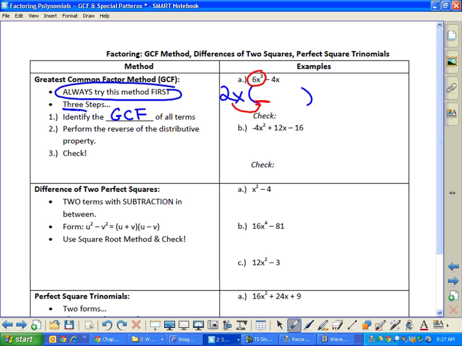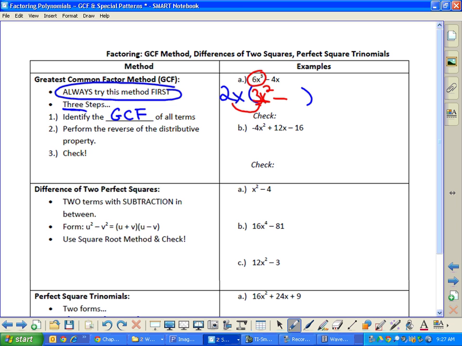You could ask yourself, well, hey, 2 times what gives you 6? You guys know that, you're smart. 3. And then you have to ask yourself, well, x times what would get me back to x to the third? And that's x squared. I hear you. So 2x times 3x squared would get me back to 6x to the third. Bring down my minus sign.